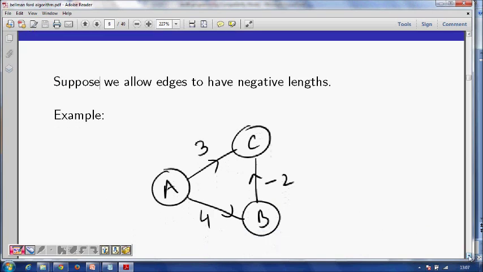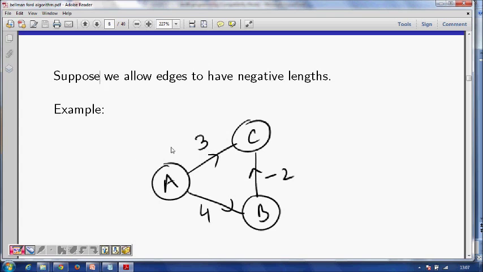Here is an example. Suppose we allow edges to have negative lengths. For this example, A to C is 3, A to B is 4 in this graph, and there is an edge B to C with negative length. Just looking at this graph and getting a feel about negative weight edges, what will be the minimum shortest distance from A to C? I can directly reach C, cost is 3, but if you go via B, then A to B, B to C, it's 4 plus minus 2, so it's just 2. So 2 is the shortest path from A to C.